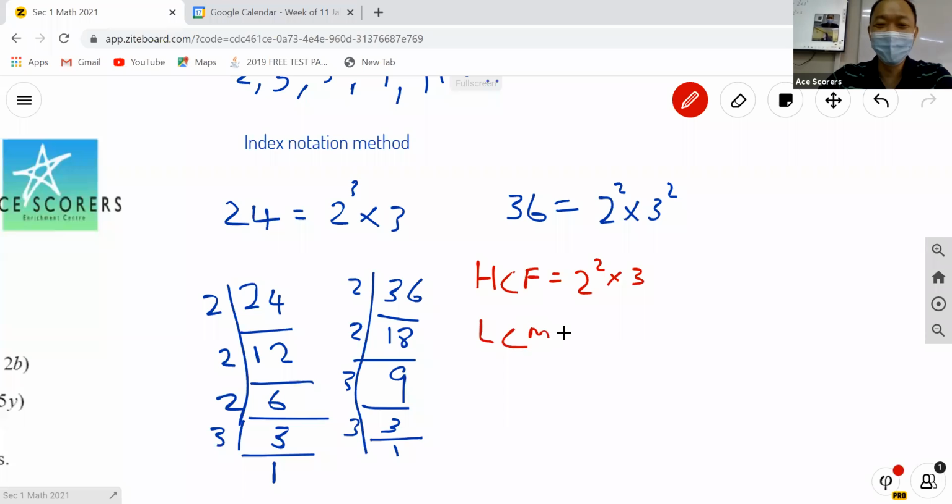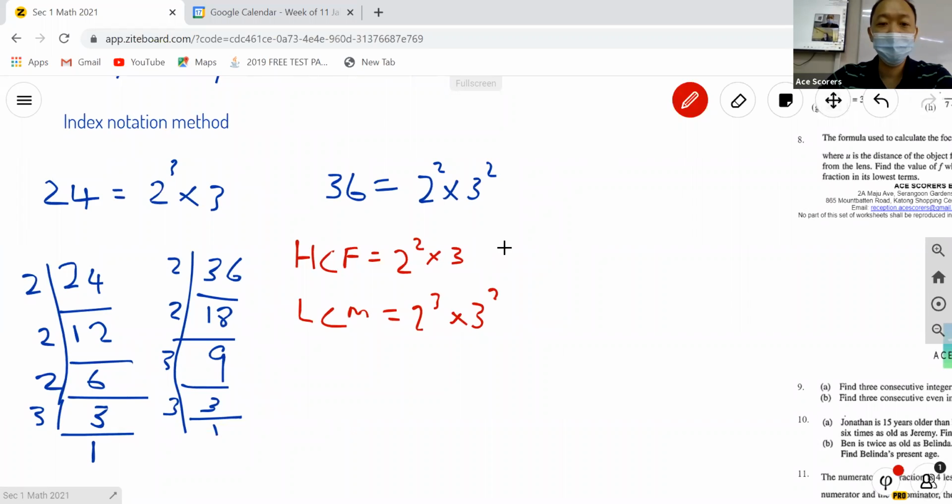LCM. Okay, how to find LCM? We take the highest power. What's the highest power between 2 cubed and 2 squared? 2 cubed, yeah. So take 2 cubed. And then what is the higher power? 3 squared, right? So then you evaluate this. What is HCF? 2 squared times 3. This is basically 4. 4 times 3 is 12. And then this will be 8 times 9, 72. So highest common factor is 12, lowest common multiple 72.